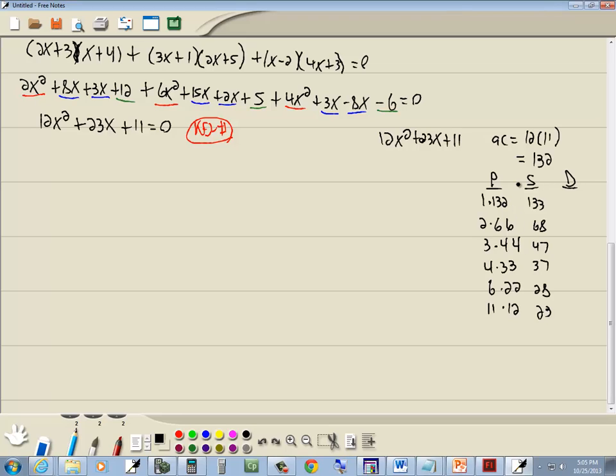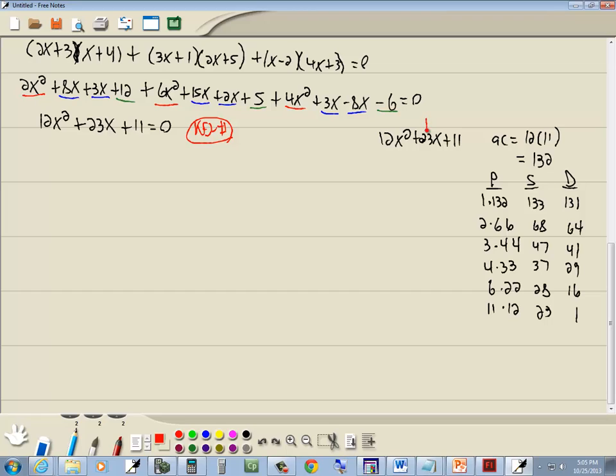Subtract them. 132 minus 1 is 131. 66 minus 2 is 64. 44 minus 3 is 41. 33 minus 4 is 29. 22 minus 6 is 16. 12 minus 11 is 1.